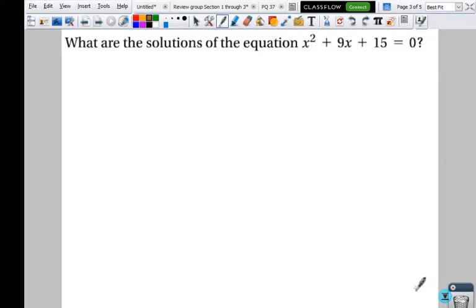Okay, so we're gonna have to go through and solve this. This looks like an in-middle factor problem, but we can't do that, so we're gonna complete the square. The first thing we're gonna do is minus 15 everywhere. And we're gonna get x squared plus 9x equals negative 15. And now we're gonna go through and solve it like normal.